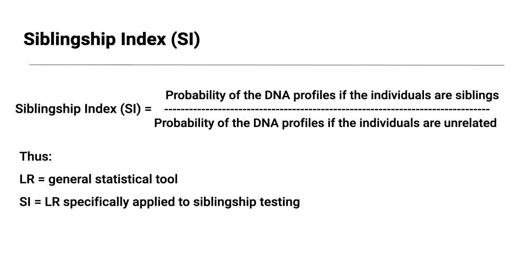The formula is straightforward. The numerator is the probability of the observed DNA profiles if the individuals are siblings. The denominator is the probability of observing those same profiles if they are unrelated. If the ratio is greater than 1, the DNA evidence supports siblingship. If it's less than 1, the evidence supports unrelatedness.